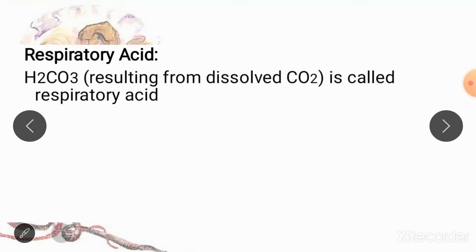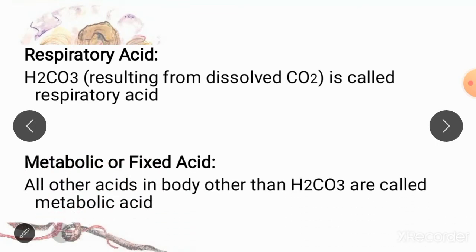So as you already know that when your lungs are not functioning properly, your carbon dioxide cannot be blown off into the environment and it is retained in your body, and this carbon dioxide joins with water to form carbonic acid. So your carbonic acid is known as a respiratory acid or a volatile acid. Other than carbonic acid, all other acids are known as metabolic acids or fixed acids. So you have to remember what is respiratory or volatile acid and what is meant by metabolic or fixed acids.